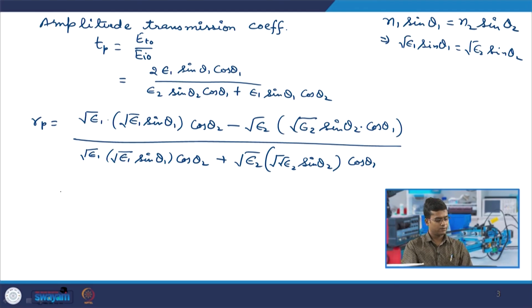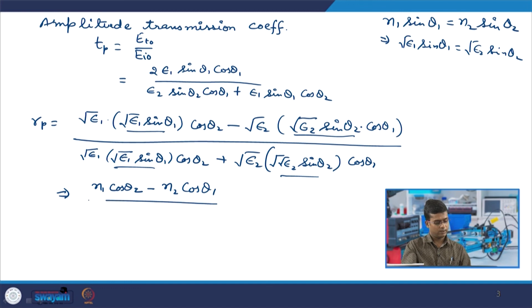From here we can substitute. What we get is n1 cos theta 2 minus n2 cos theta 1; you can take common factors out, since this is equal to this, you can take it out. What you get is n1 cos theta 2 minus n2 cos theta 1 divided by n1 cos theta 2 plus n2 cos theta 1. So, that is equal to Rp.